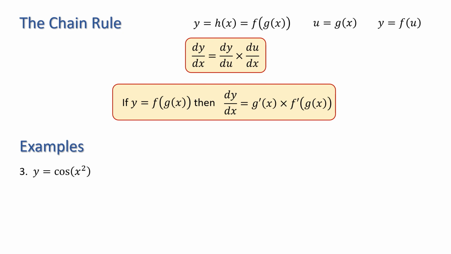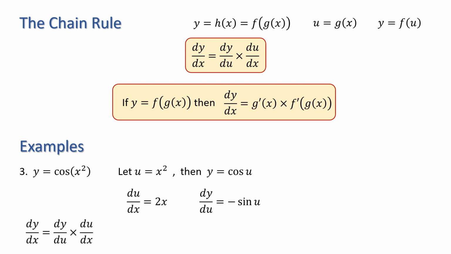In example 3, we have y equals cos of x squared. Letting u be x squared and y be cos u, we have du by dx equals 2x, and dy by du equals minus sine u. Applying the chain rule, we have minus sine u times 2x, which equals minus 2x sine of x squared.